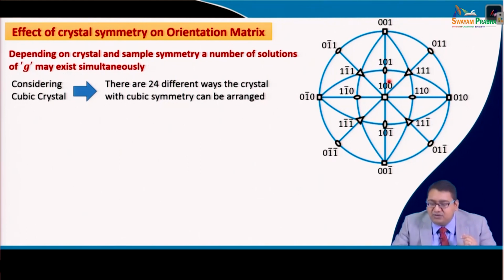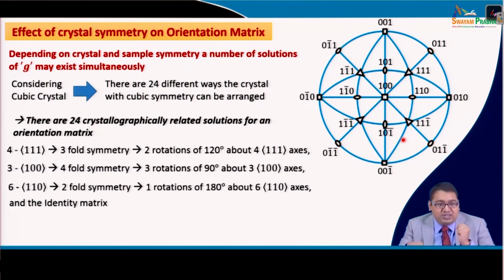If you look in this quadrant of the stereographic projection, you can see 1, 2, 3, 4, 5 and 6 triangles like this. So, if we multiply this 6 by the 4 quadrants, 6 into 4 is 24, right. So, there are 24 different ways a particular orientation or a particular texture component could be observed in the stereographic projection. Now, there is a different way to understand this.